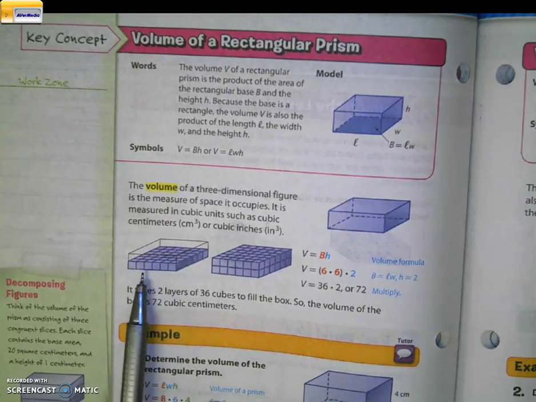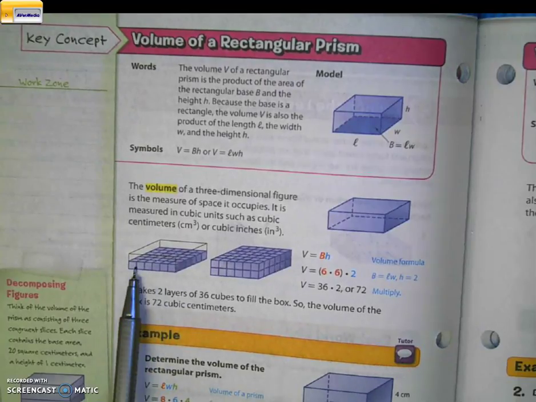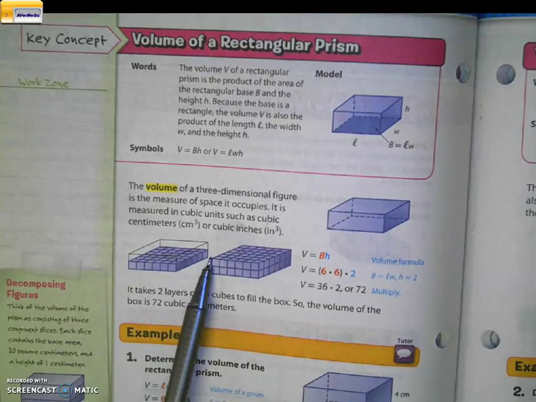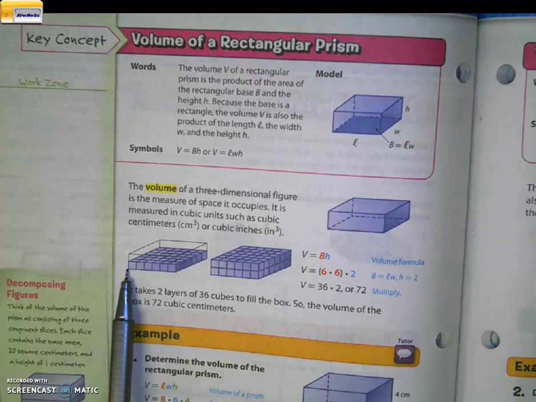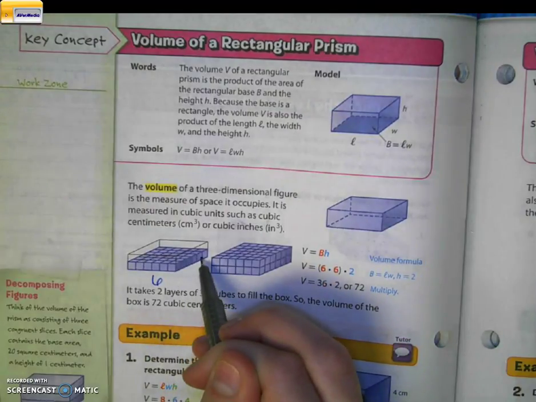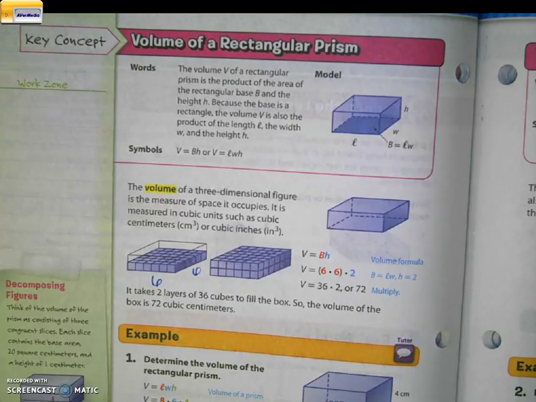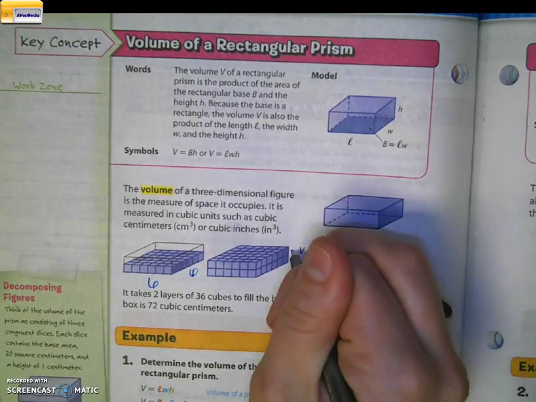So as you look right here, the formula for the volume of any prism is going to be to find the area of the base. So in a rectangular prism, the base shape is a rectangle or square, because remember squares are rectangles. So in this case, we would have 6 by 6. Okay, so we'd find the area of that base, which is going to give me 36. And then we would multiply that by the height, which right here would be 2.